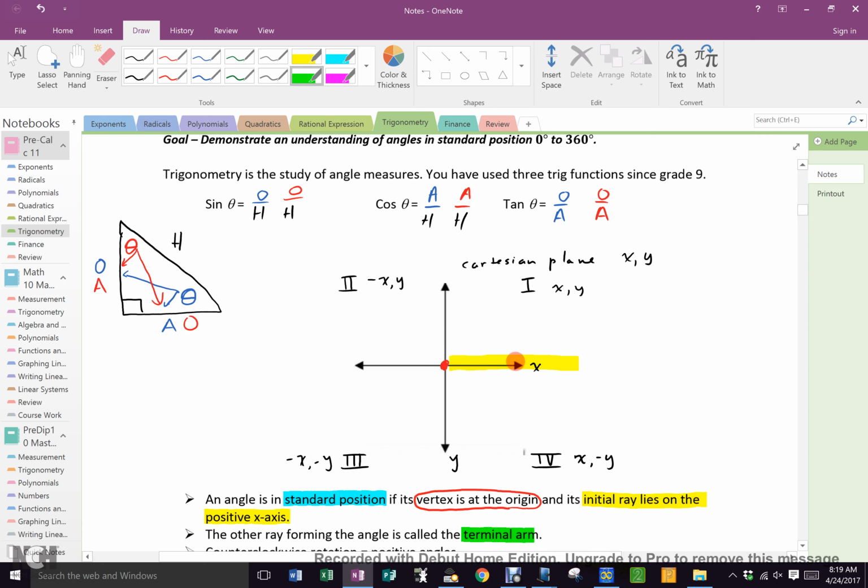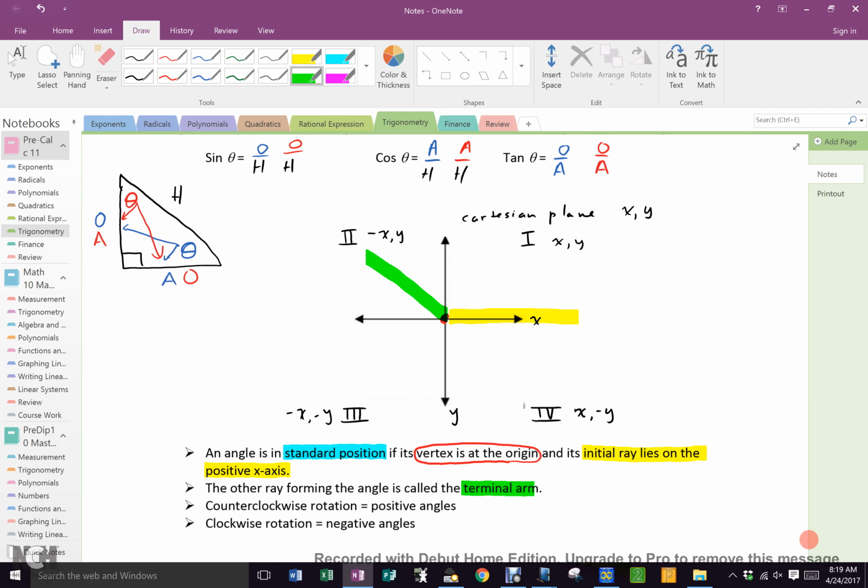Right now, we don't have an angle, right? We have a vertex and we have a ray. You need another line to make an angle. I'm going to make it out this way with the green line. That is my terminal arm. Everybody cool? All right. Now, the only thing about this that you need to be aware of when we're talking about trig is this situation.